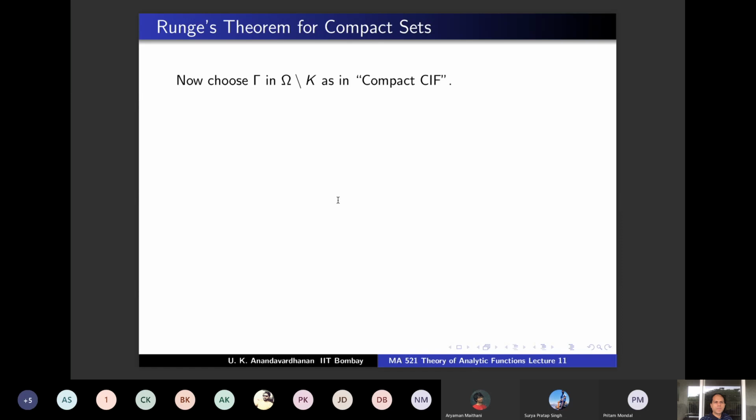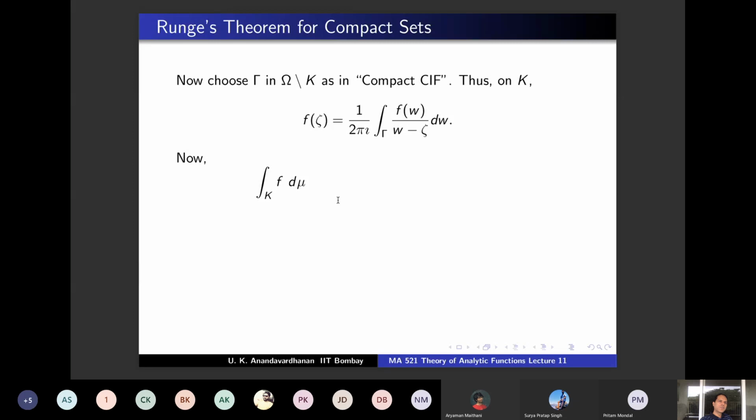So choose a gamma in omega minus k, as in the compact CIF, meaning gamma star is in omega minus k, and on k you have f(zeta) is given by 1 by 2 pi i integral f(w) by w minus zeta dw. This was the compact CIF whose proof we have kept.